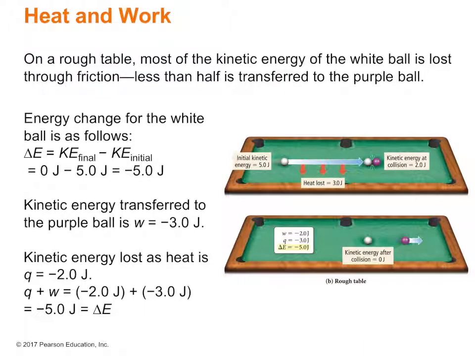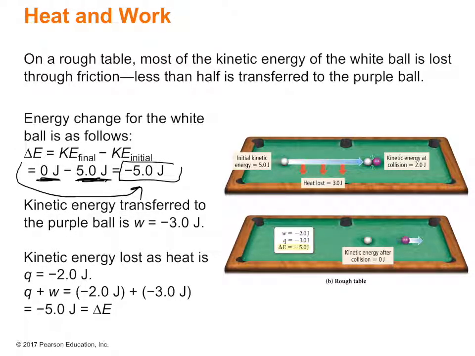5 joules. On a rough table, therefore, most of the kinetic energy of the white ball is lost through friction. Less than half is transferred to the purple ball. So if we look at this, the energy change for the white ball is as follows. The kinetic energy final, which again is still 0, minus kinetic energy initial, which is 5, is going to be negative 5 joules. So that's the total change in energy.